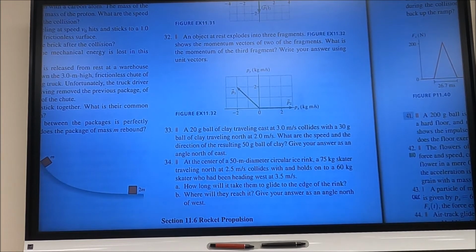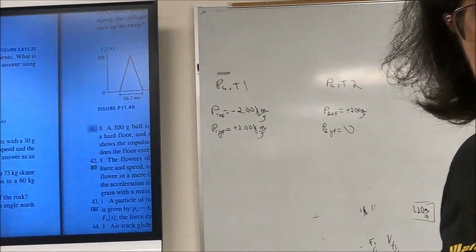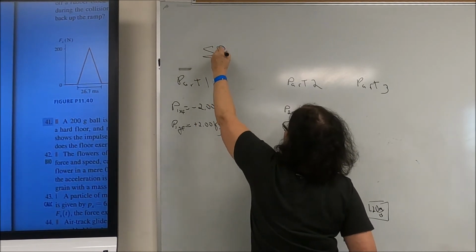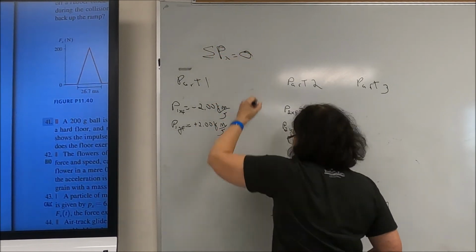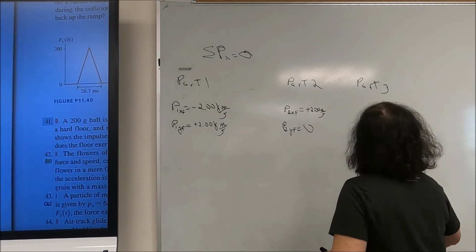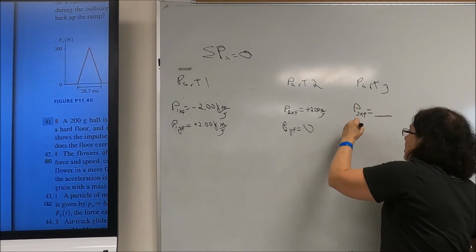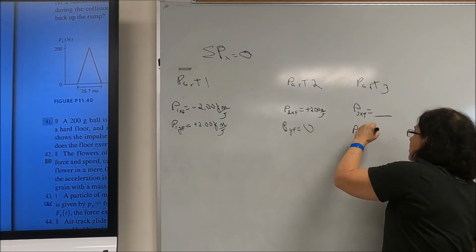Okay? Part 2 has a momentum final in the x direction of +2 meters per second, and a momentum final in the y direction of 0. And we know that the sum of the momentums initially has to be 0. So I want to get momentum 3x final and momentum 3y final.